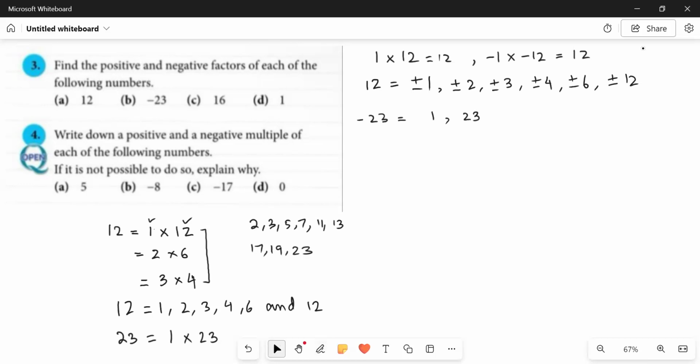But can we have both positive and negative factors? Yes. For example, if I multiply 1 by negative 23, I'll get negative 23. And same if I multiply minus 1 by positive 23, I'll also get negative 23. Hmm, in this case, the positive and negative factors of 23 are plus minus 1 and plus minus 23. Next, we have part C.